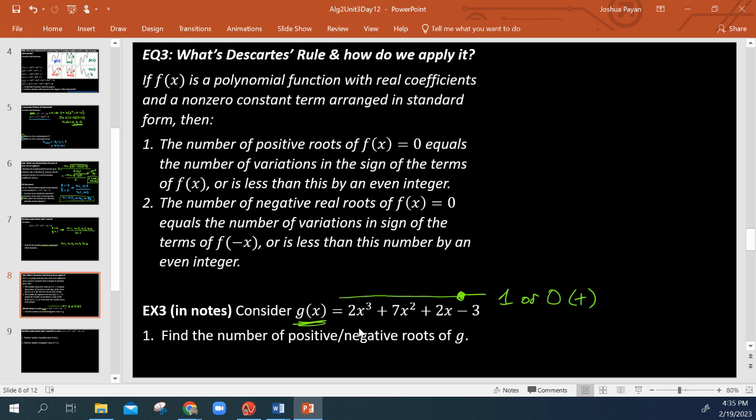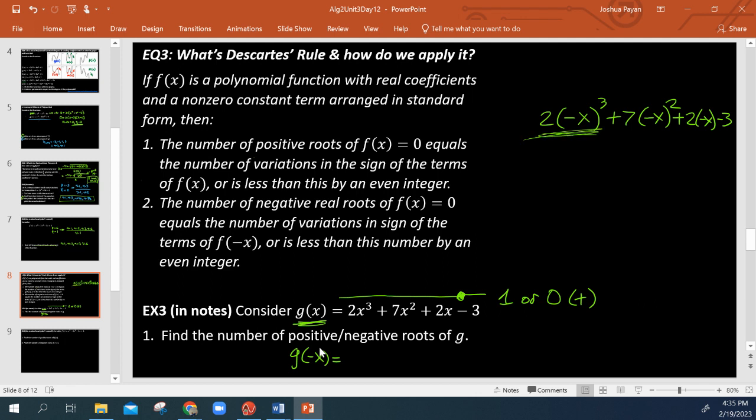Okay, now we're going to look at g of negative x. So remember what we mean by g of negative x. That means every instance of x is going to get replaced not with just x, but with negative x. So for example, we would have 2 times negative x to the third plus 7 times negative x squared plus 2 times negative x, and then the 3 is unaffected. That's still going to just be negative 3.